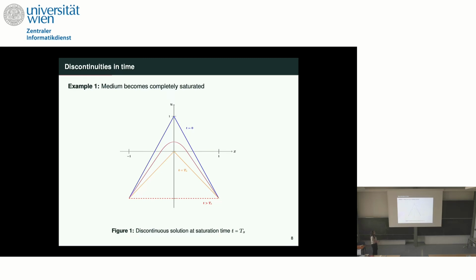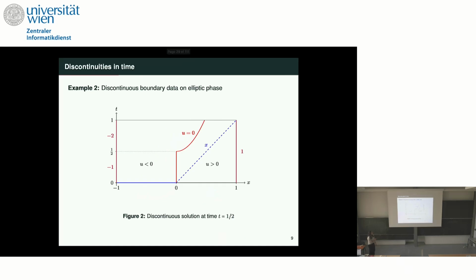So you see from the orange profile to the red one, I hope you can see colors, by the way. So from this color to this one, you get a jump discontinuity. Okay, so this is one of the possible situations. Now let's discuss the other one.